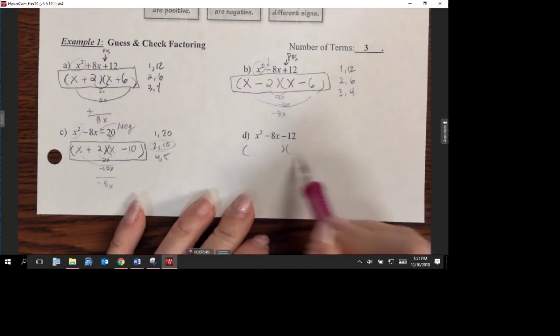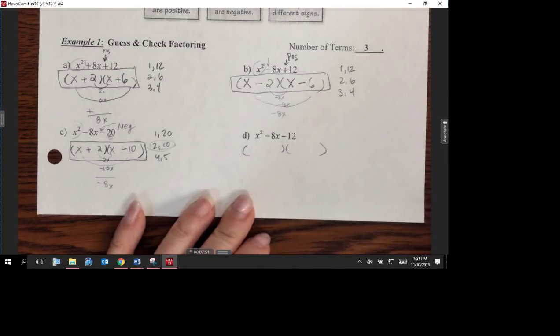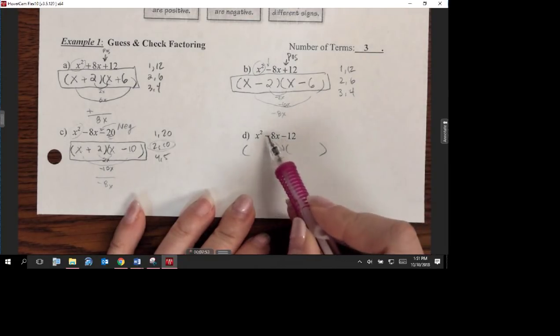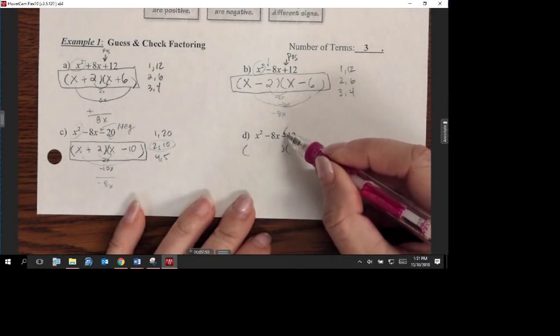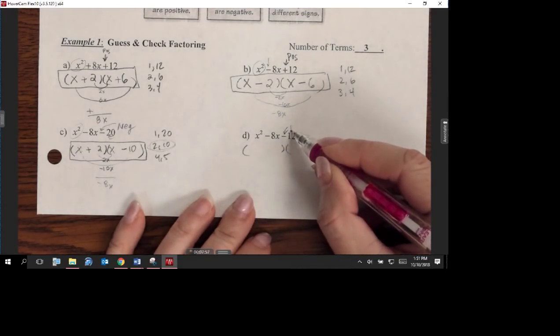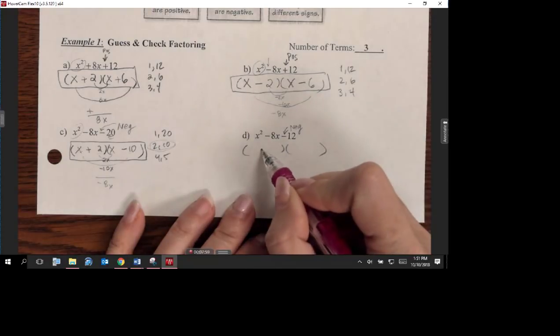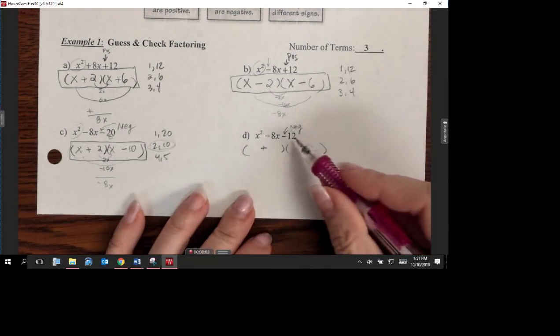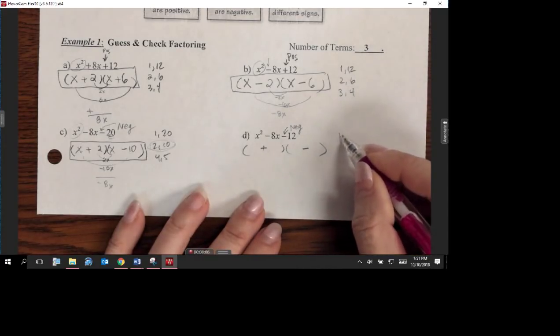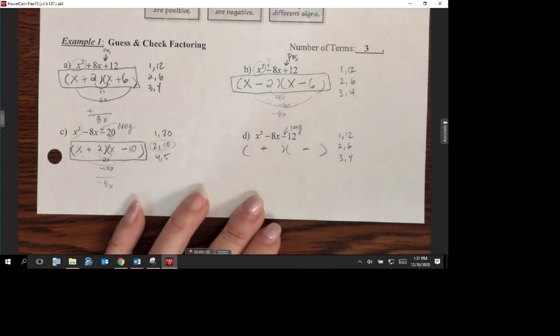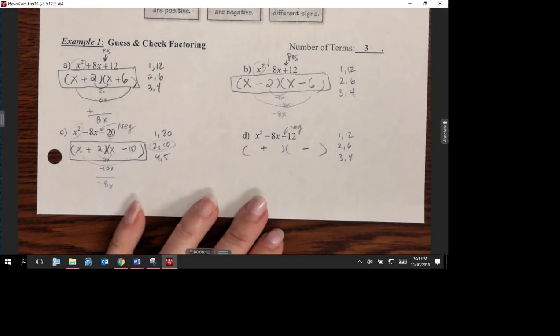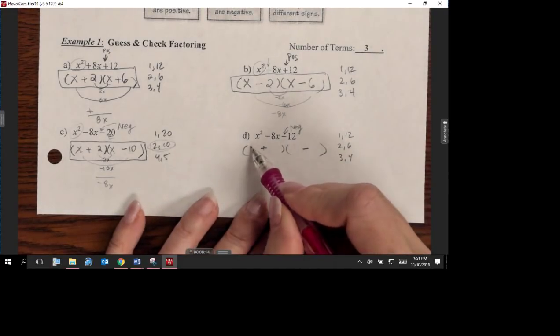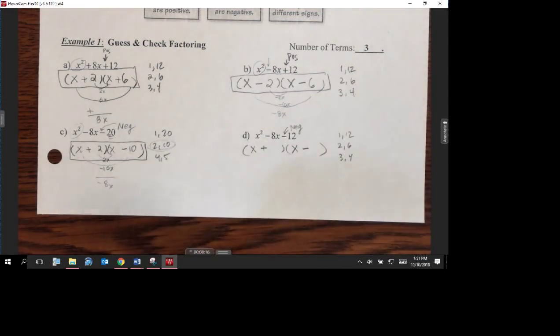Question D, is there a greatest common factor? I look at my signs. They've got minus, minus. So this means different signs. Negative means different signs. I've got 12. So 1 and 12, 2 and 6, 3 and 4. It's got to be x and x. Now what do I do?